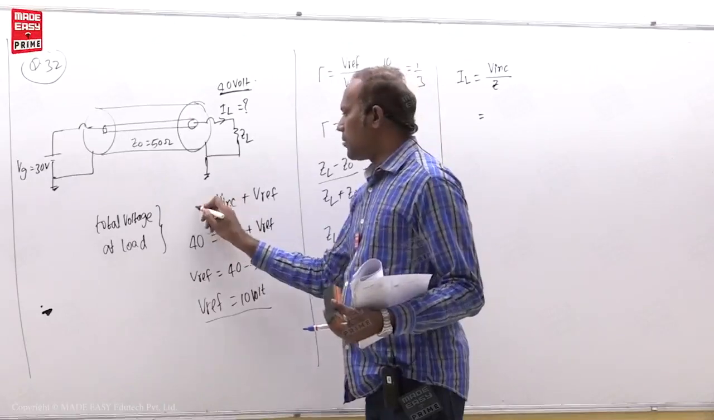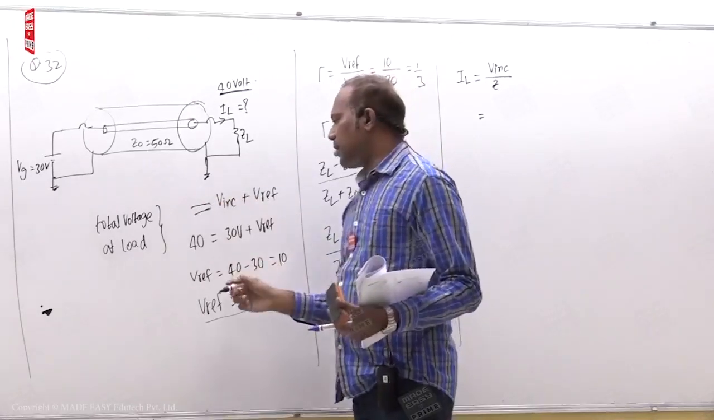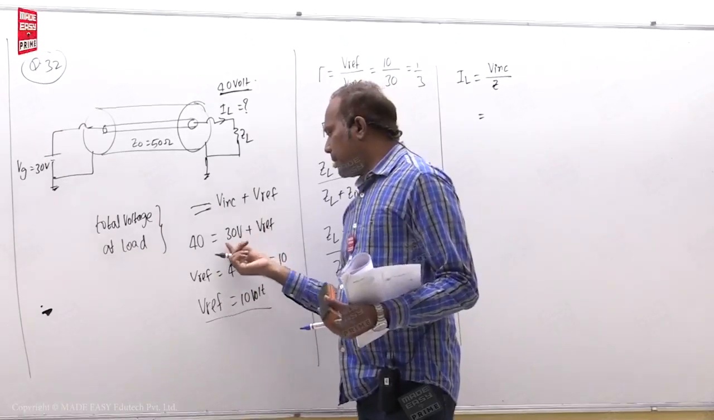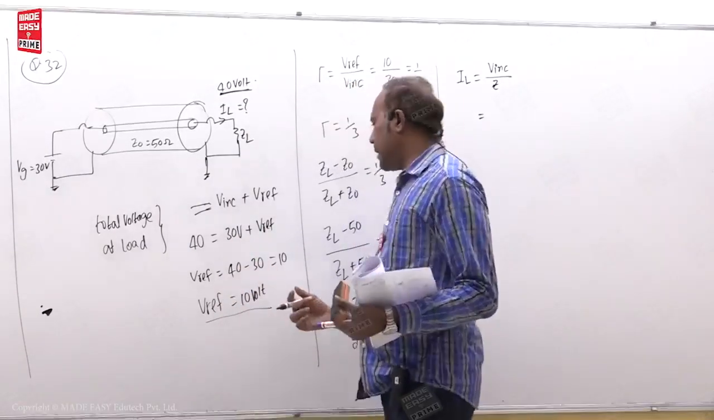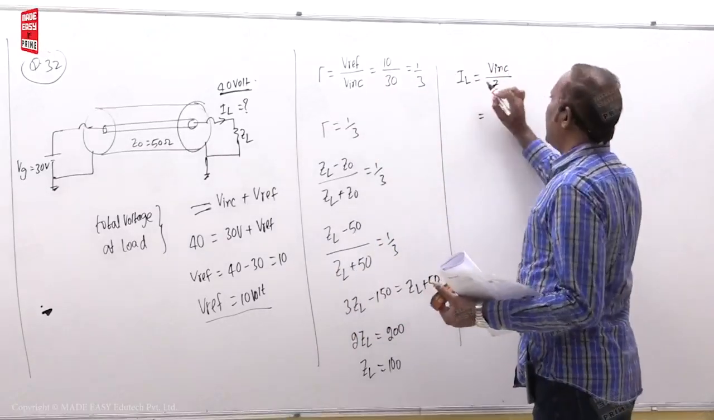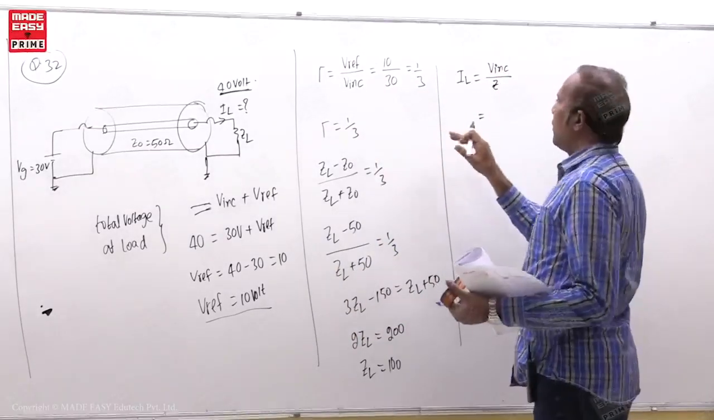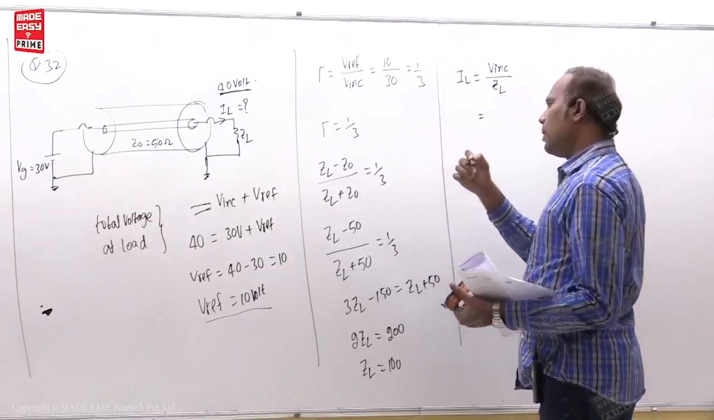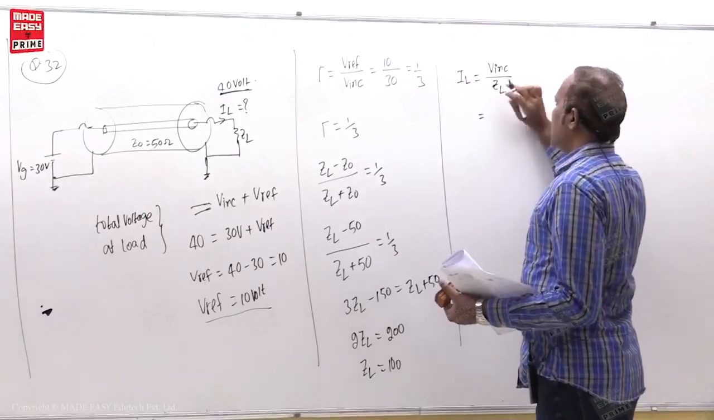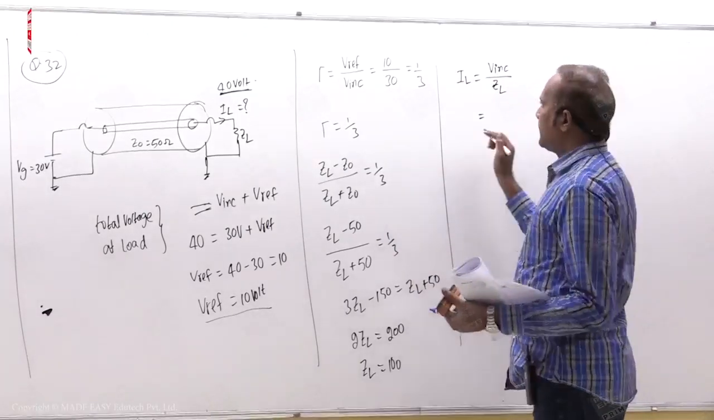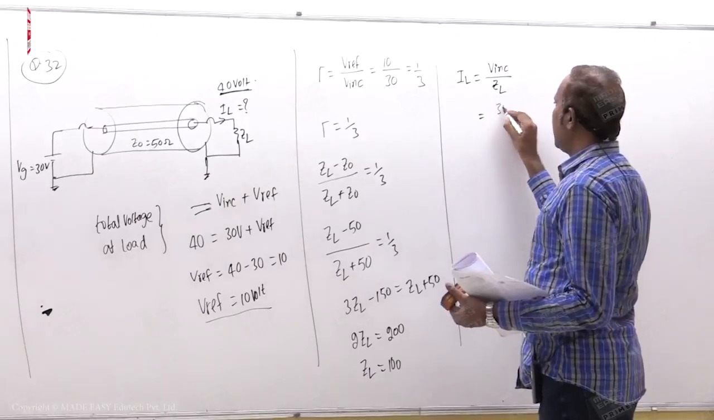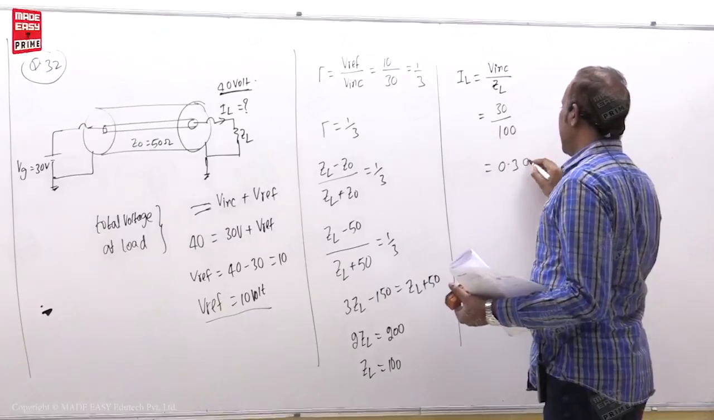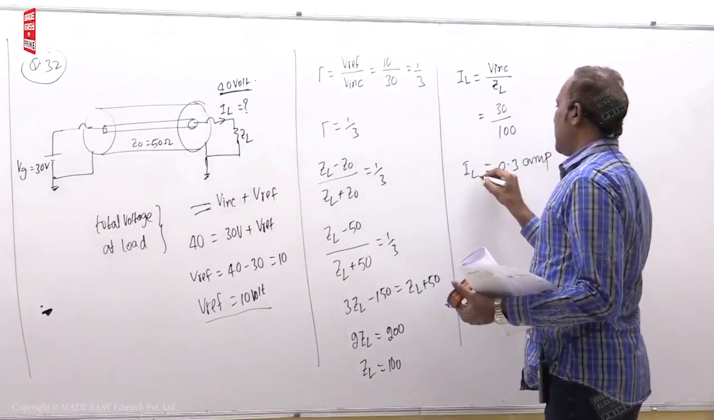Then I should write like this, student. Total voltage at load is equal to incident voltage plus reflected voltage, that is given as 40. So from this, this is V incident and V reflected is 10. From that we got this one. Then IL is equal to how much is entering into the load, that is V incident, divided by load impedance. V incident is 30. 30 divided by ZL, which is 100, that means 0.3 ampere you get. So IL is 0.3 ampere.